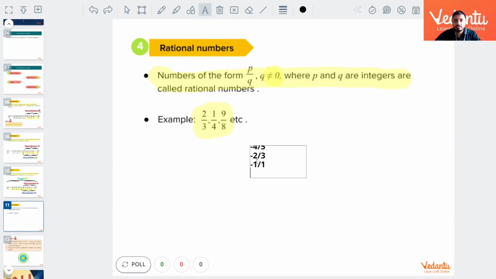Clear to each and everyone? These are the examples of rational numbers also. They can be negative also. Yes, they can be negative also.